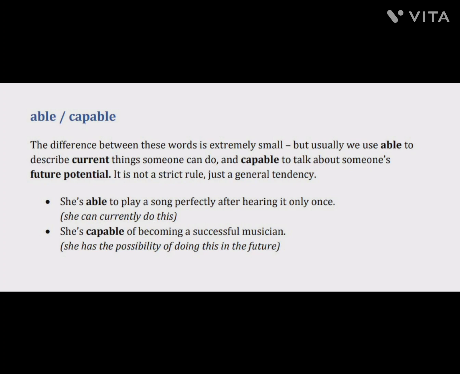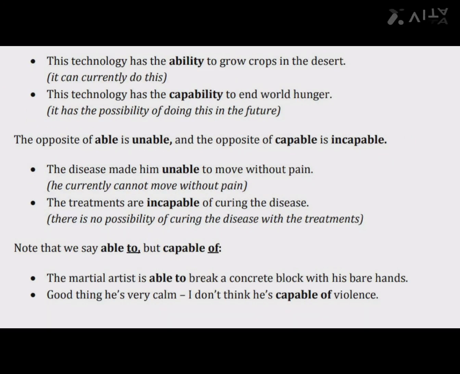Now it's time for you to create your own sentences using capable and able, okay? Likewise we have ability and capability. Let us discuss ability. This technology has the ability to grow crops in the desert. So it can be doing this currently. Ability is like current things, like we can do that. And capability is something which is possible in the future, okay? There is a possibility of doing it. This technology has the capability to end world hunger. So it's going to happen in the future, but not now.